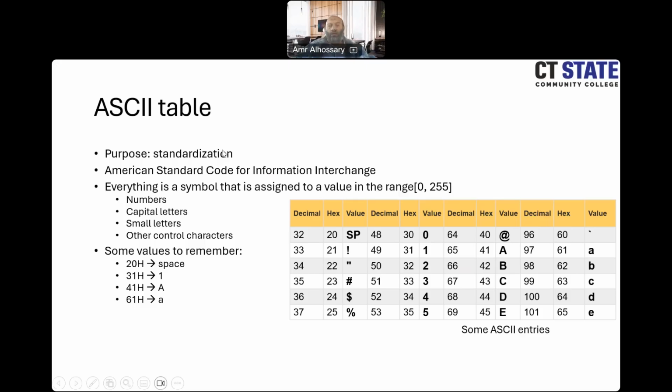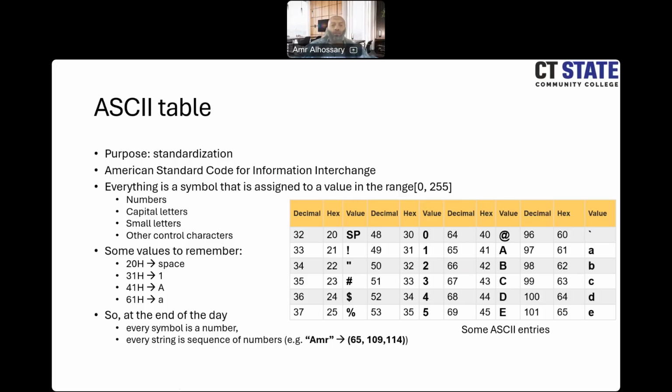And the numbers are also from 30 hexadecimal and going upwards. So 30, 31, 32, 33, 34, etc. So 0, 1, 2, 3, 4, 5, 6, 7, 8. This is what we need to know about the ASCII table.